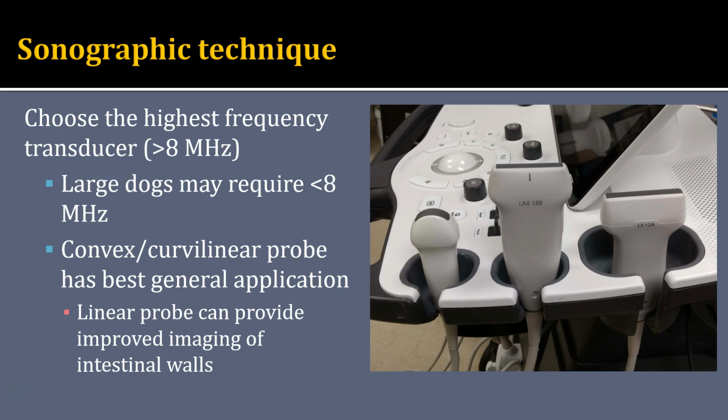Now, we have a trade-off of losing penetration, and so our larger patients, large dogs, may require that we use a lower frequency transducer. For best general application, we'll use one of these convex or curvilinear probes. It tends to be tolerated better with a smaller footprint as well. We can get up under the rib cage and maybe get back even into the rectum under the pelvic inlet. However, the linear probes oftentimes give us improved imaging of the intestinal walls, one, because of the linear footprint, but two, because they are always higher frequency than the curvilinear probes.